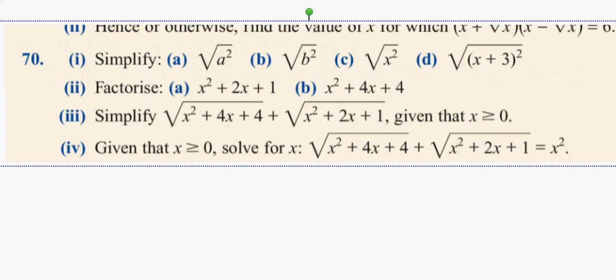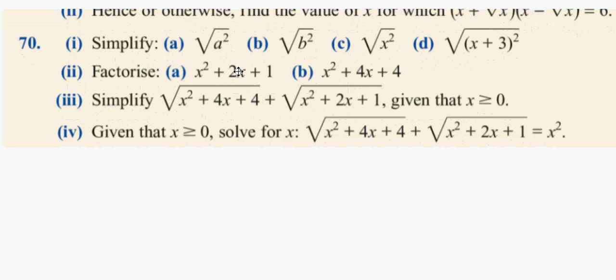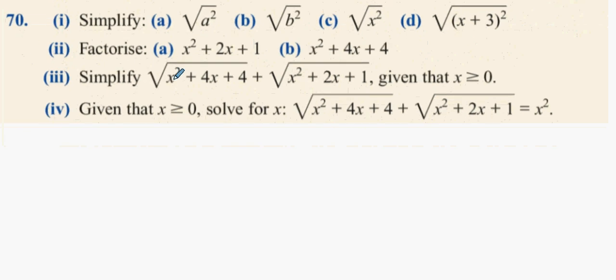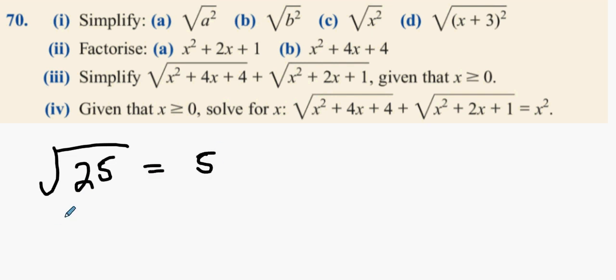70. This one here looks quite difficult, but I assure you, it isn't. Everybody ready? Can anybody tell me what's root 25? 5. If I change 25 to 5 squared, what's root 5 squared? Still 5. See, 5 squared is 25. The square root of 25 is 5.